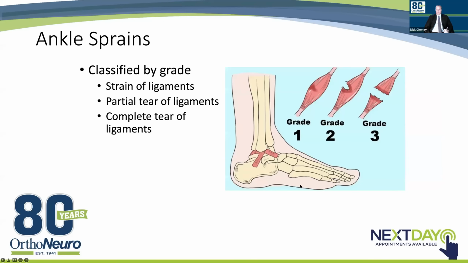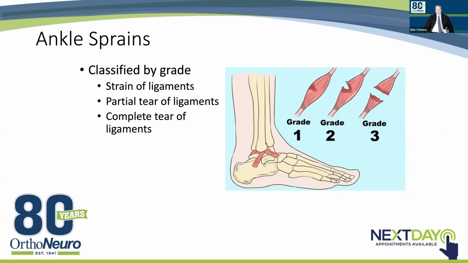So, grades of sprains 1, 2, and 3. Again, type 1 is a strain, 2 is a partial tear, 3 is a full tear. Really, there's no way of knowing what that is when you look at the patient. An MRI is not going to really be able to tell you that, and it's not really all that relevant.